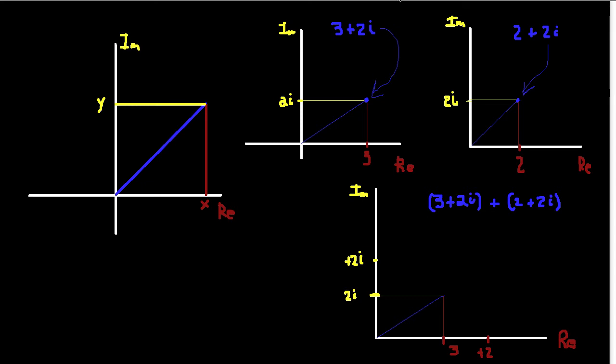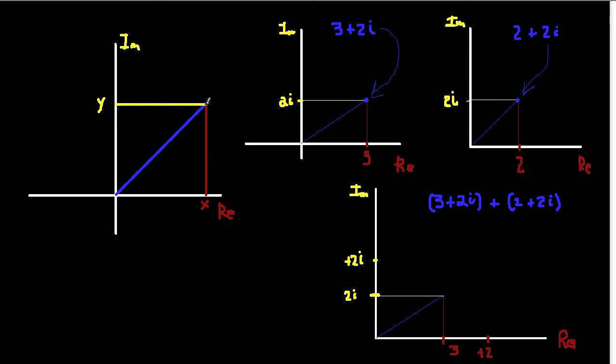Okay, now I want to go back and investigate again the addition of complex numbers. And there are still some insights to be gained in this process. So let me remind you how we can represent a complex number on a two-dimensional graph.